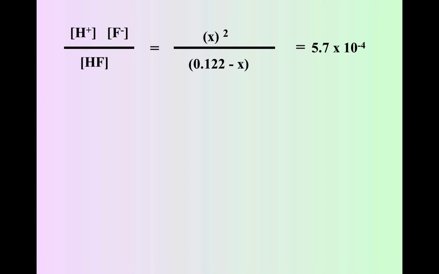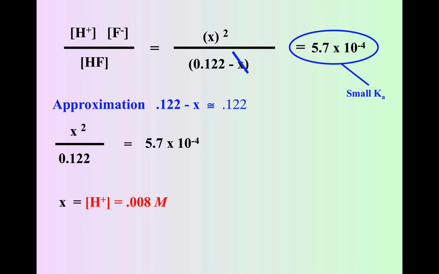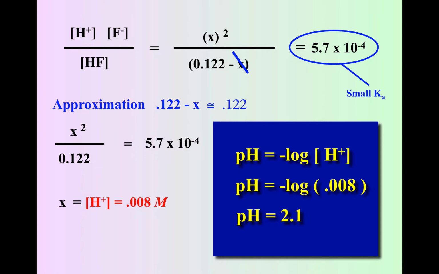I mean, the amount of X you're losing here is insignificant, so it makes it easier to solve. As long as the Ka is small, I can ignore the change in the initial concentration of the hydrofluoric acid. So multiply both sides by 1.22, take the square root of both sides, and I can solve for X. So I get, very quickly and easily, math-wise, what X is, and I get the H plus concentration. That's what X is equal to. Take the negative log of X, and I get the pH of 2.1.